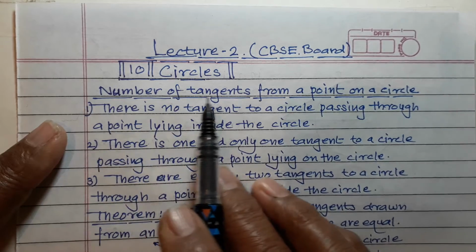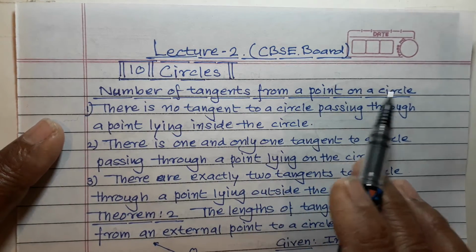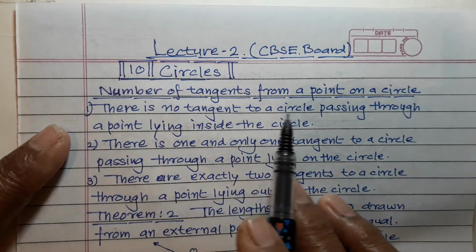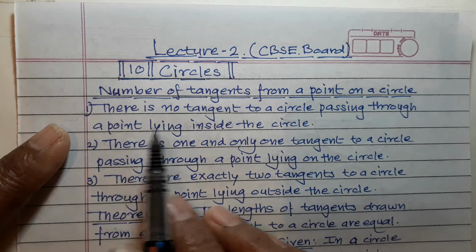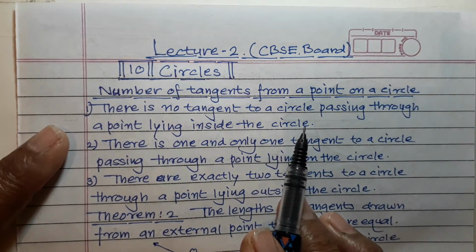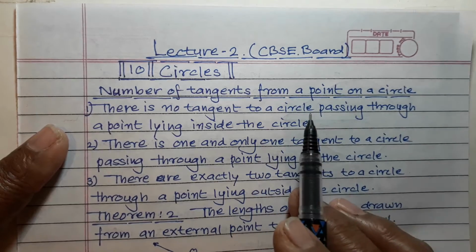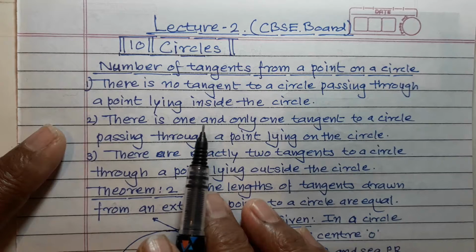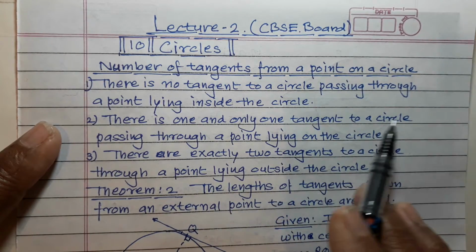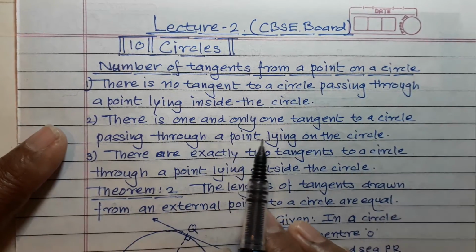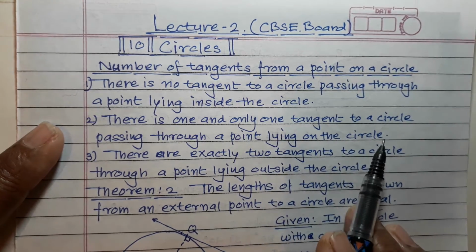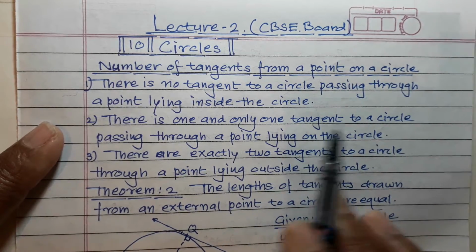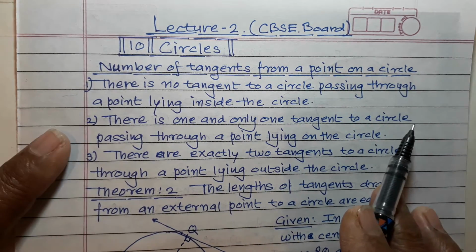Number of tangents from a point to a circle. One: there is no tangent to a circle passing through a point lying inside the circle. If the point is inside the circle, you cannot draw a tangent to the circle. Two: there is one and only one tangent to a circle passing through a point lying on the circle. If the point is on the circle, then you can draw only one tangent passing through that point.